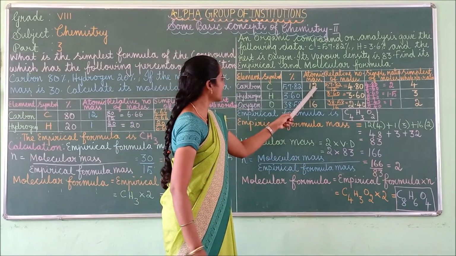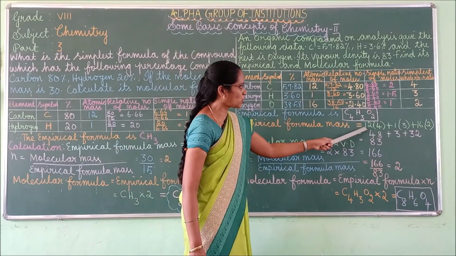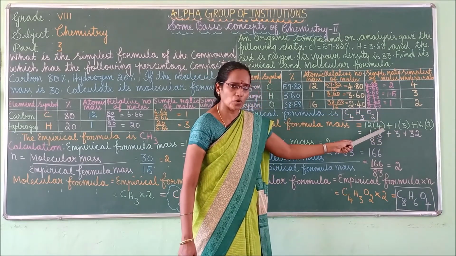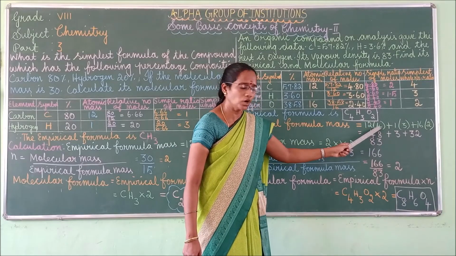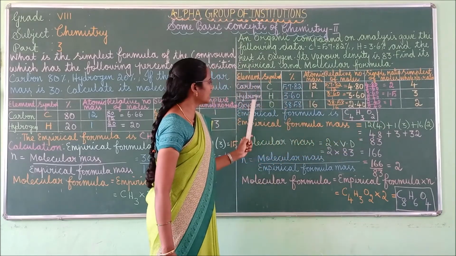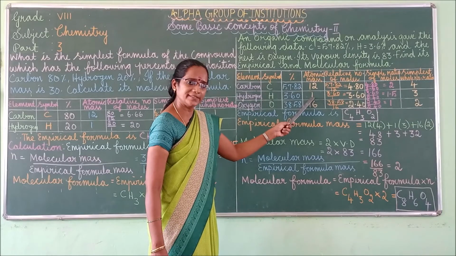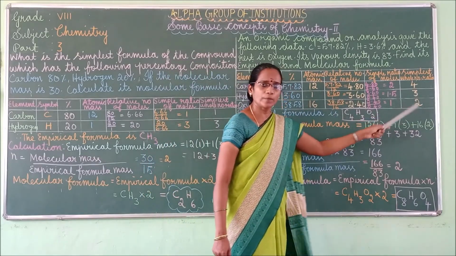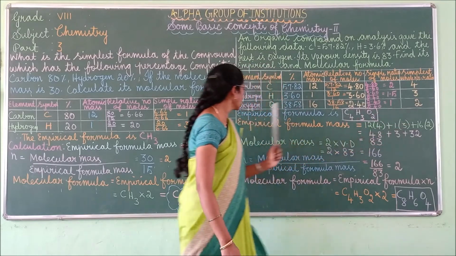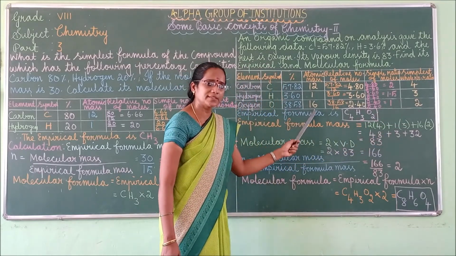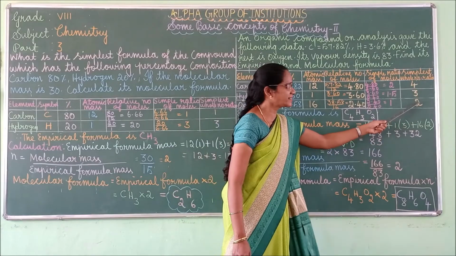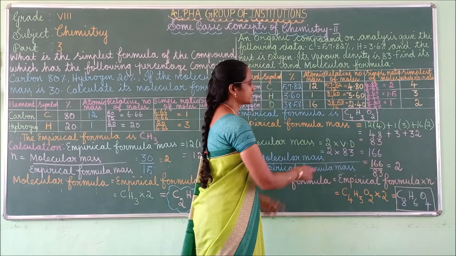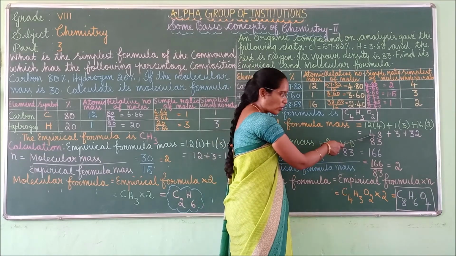What is the atomic mass of carbon? It is 12. What is the simplest whole number ratio you got? It is 4, isn't it? So 12 into 4 plus, what is the hydrogen atomic mass? It is 1. 1 into the simplest whole number ratio, which is 3, plus for oxygen, what is the atomic mass? 16, and the simplest whole number ratio is 2. Right?